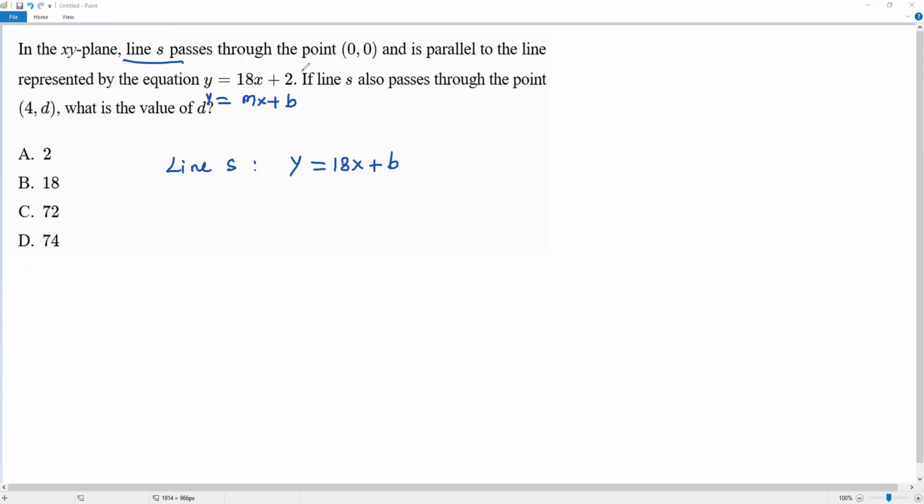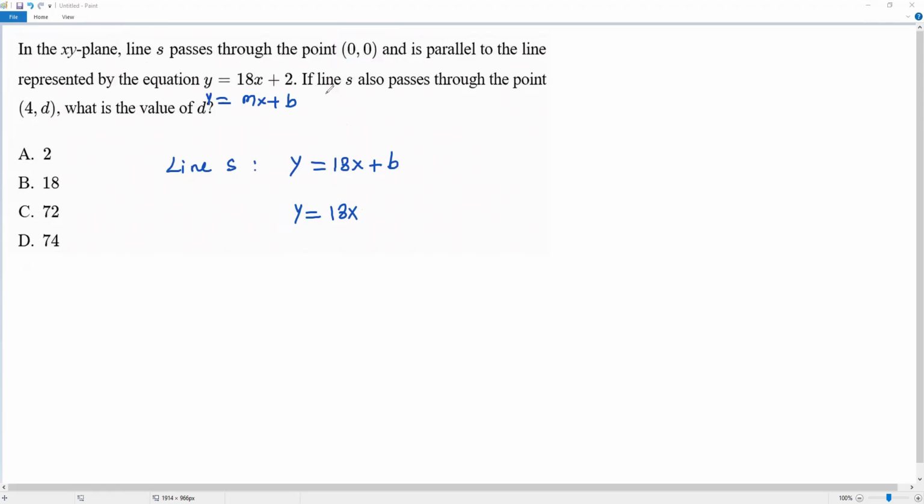Since line S passes through the point (0, 0), line S intersects the y-axis at this point (0, 0). So we can consider this (0, 0) as the y-intercept of line S. So the y-coordinate of the y-intercept is 0. That is, the value of this b is 0. When I plug in 0 for b, I get the equation y = 18x. Now the equation of line S is complete.